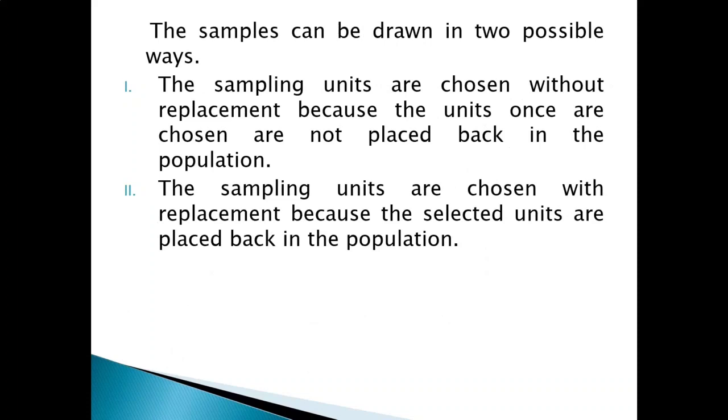This slide also says that sampling units can be chosen without replacement, because once a unit is chosen it is not placed back in the population, or with replacement, because the selected units are placed back in the population. So in two possible ways we can draw a sample from the population using this simple random sampling method.